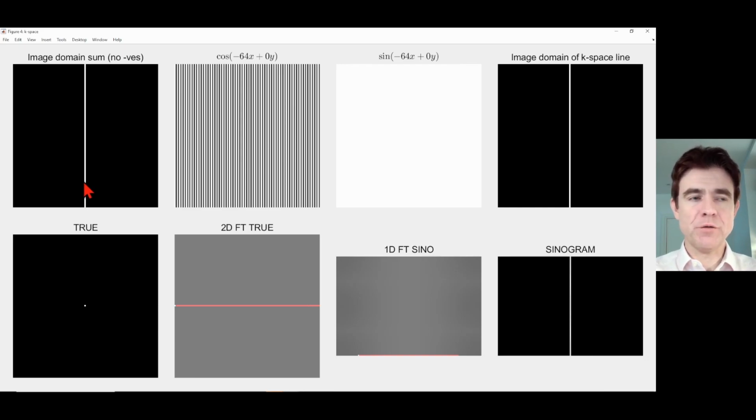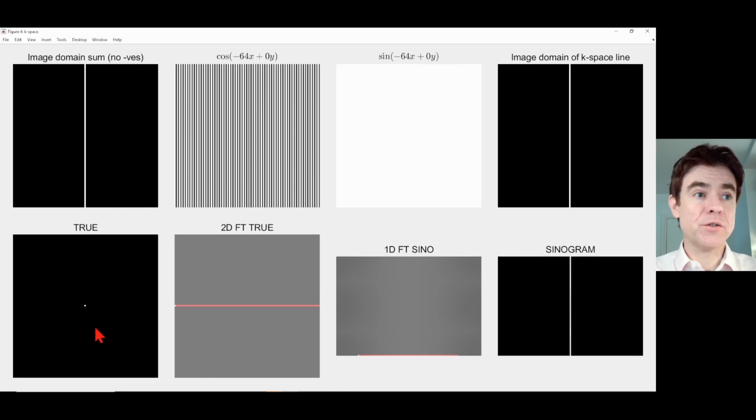Anyway, that was just to give a bit more insight. What we're saying with the 2D central section theorem is that that line in k-space is equal to this line of the 1D Fourier transform of that row of the sinogram, and it's exactly what we'd expect because this row of the sinogram is a 1D parallel projection, which is the vertical viewing angle, and that of course corresponds to this, if you like, this is just like a back projection.